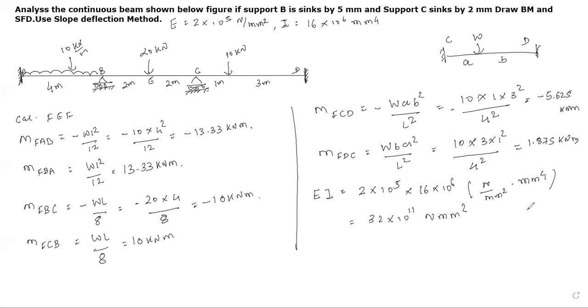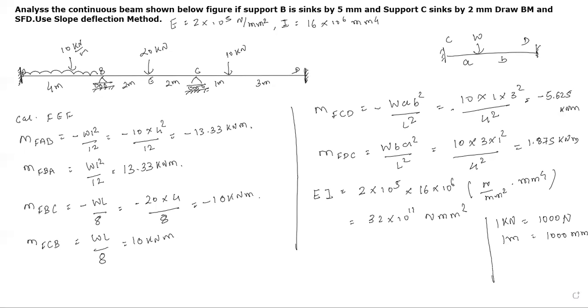Can anyone tell me what is the relation between newton and kilonewton? We have a relation: one kilonewton equals 1000 newton. Yes or no? And can anyone tell me what is the relation between mm and meter? 1 meter is equal to 1000 mm. I hope it is clear.